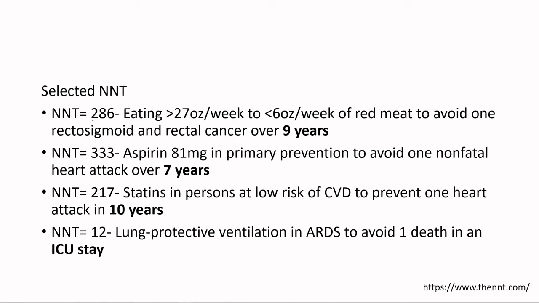Again, 286 patients would need to decrease red meat intake from greater than 27 ounces of red meat per week to less than 6 ounces of red meat per week to possibly avoid 1 case of rectosigmoid and rectal cancer over the course of 9 years. 333 patients would need to take a baby aspirin to prevent one non-fatal heart attack over 7 years for primary prevention, which we do not recommend. 217 patients at low risk of cardiovascular disease would need to take a statin to prevent a heart attack for primary prevention, which we also do not recommend.